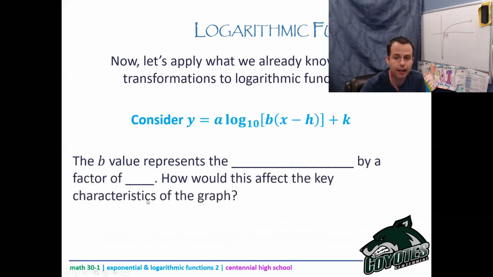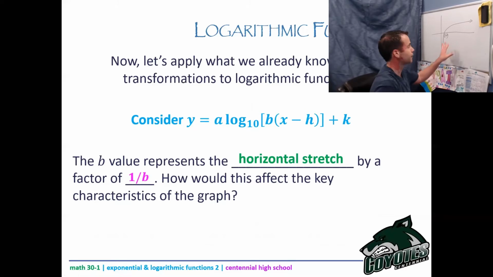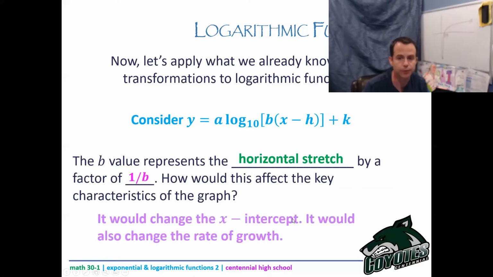Okay, now the b value represents the horizontal stretch. And remember, that's a factor of 1 over b. How would that affect the key characteristics? So if I go back to here and I go like this, okay, this time it will affect several items. It's not going to affect the asymptote here because that's at x equals 0, and anything times 0 is still 0, but it will affect the x-intercept. And again, it will change how this looks like it's growing. So it'll change what that rate looks like. Okay, so the x-intercept and the rate of growth for that guy.